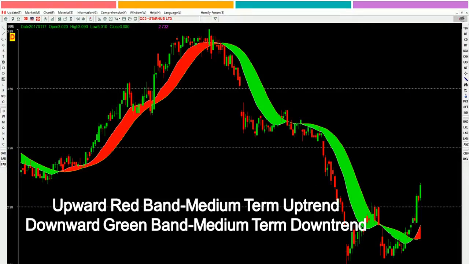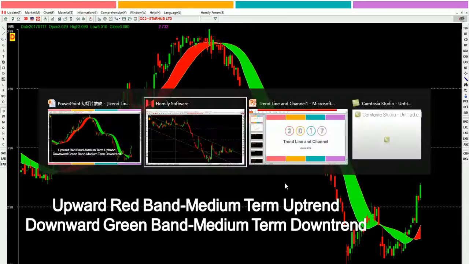Downtrend. An upward red band means the medium-term uptrend, and a downward green band means the medium-term downtrend. So we can see here the red band and the green band. This one is the green band. And we can see good or not good. If you see the trend is in the downtrend, you should pay more attention to the sell point, not the buy point. Okay, so let's see some stocks.